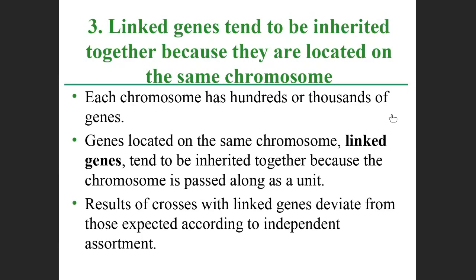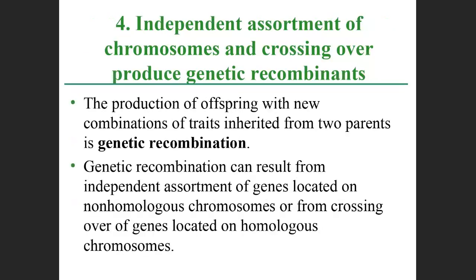So results of crosses with linked genes deviate from those expected according to independent assortment, because the genes are just so close together, they're always inherited together. So this violated the law of independent assortment. The production of offspring with new combinations of traits inherited from two parents is genetic recombination.